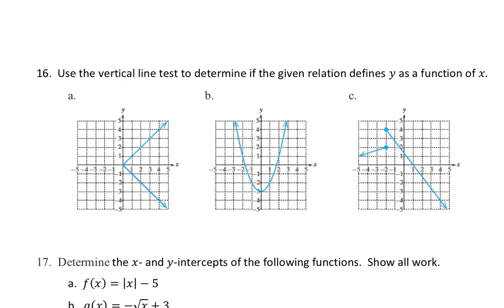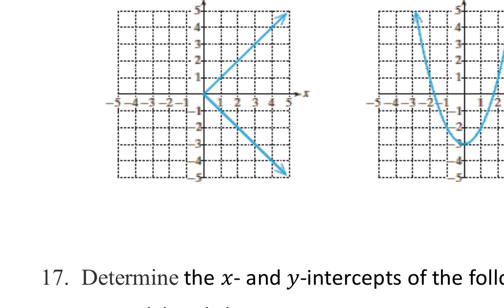On to number 16, we want to use a vertical line test to determine if the relation defines y as a function of x. So again, the vertical line test is just, we want to test to make sure that over the entire interval, there will not be an x value that has more than one y value. So here on A, I think it's pretty clear to see that this is not going to pass the vertical line test. That very clearly has a lot of fail points all over the curve.